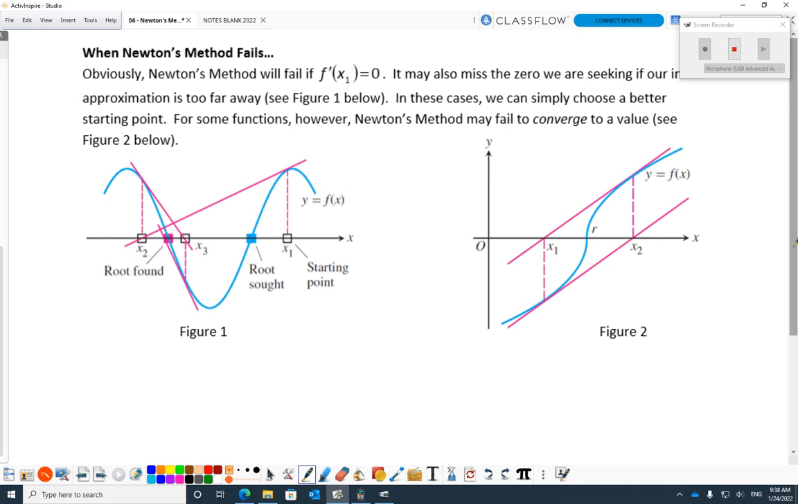So the solution to this problem, I don't think it comes up in the homework. But I just want you to know that Newton's method doesn't have to work quite as efficiently as we've seen here. We might have to modify our guess a little bit.